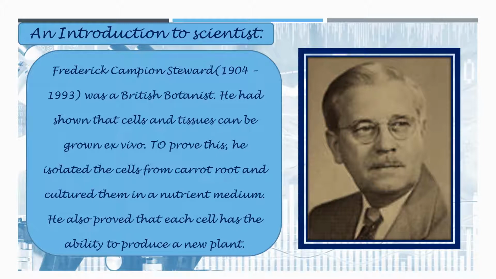Ex vivo literally means that which takes place outside an organism, and in science, ex vivo refers to experimentation or measurements done in or on tissue from an organism in an external environment with minimal alteration of natural conditions. And to prove this, Frederick Campion Stewart isolated the cells from carrot root and cultured them in a nutrient medium. And he also proved that each cell has the ability to produce a new plant.